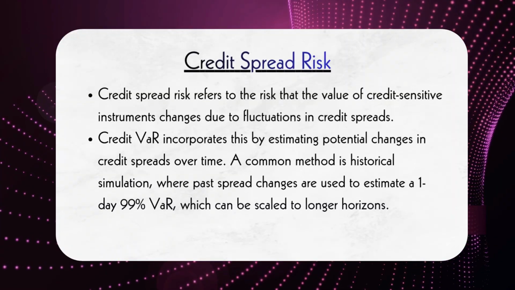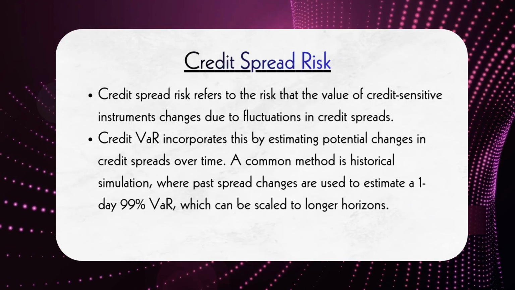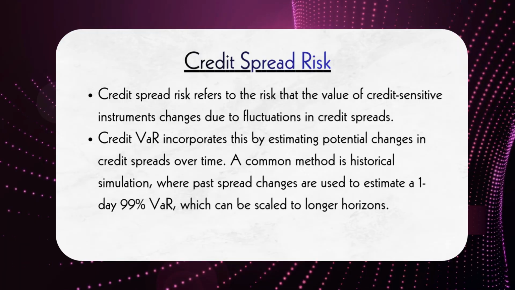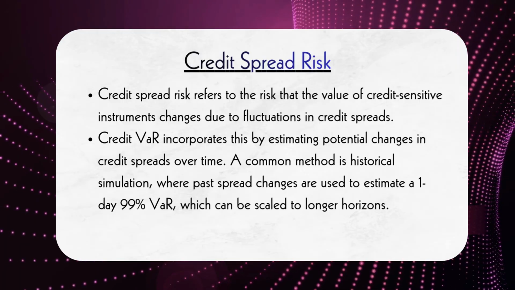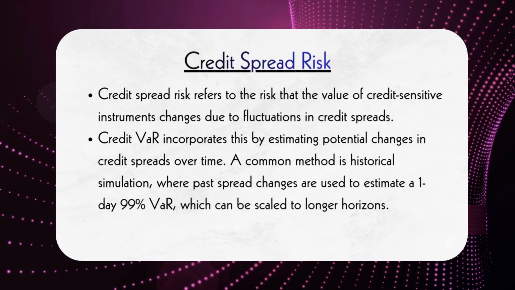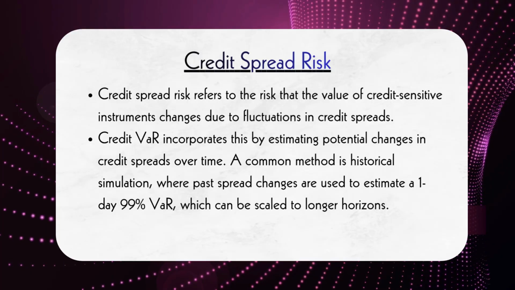Today, we are going to understand credit spread risk and how it impacts credit value at risk, or credit VaR, in a very simple and intuitive way. Credit spread risk arises because the value of credit-sensitive instruments, such as bonds, depends on credit spreads. When credit spreads change, bond prices change, and this directly affects the risk of the portfolio.